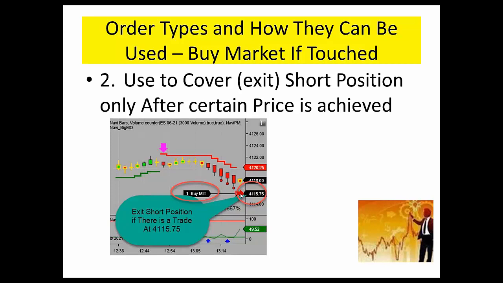I see a question about how the market if touched order differs from a buy stop order. In a lot of examples, the price you get filled at on a buy market if touched or a buy stop would be the same price. But in this example I'm showing you here, let's say you're short and the market comes down and trades at 4115.75. It's going to get you out of your short position on a market order.